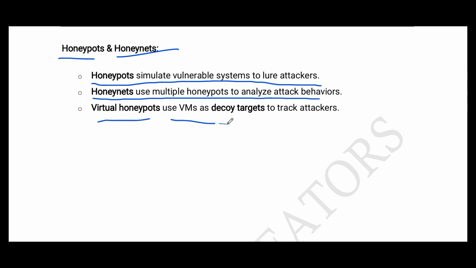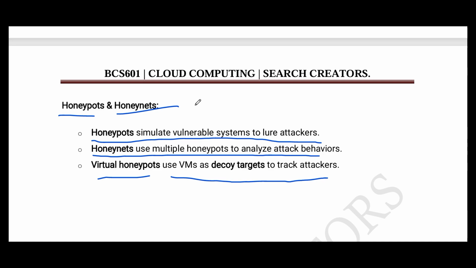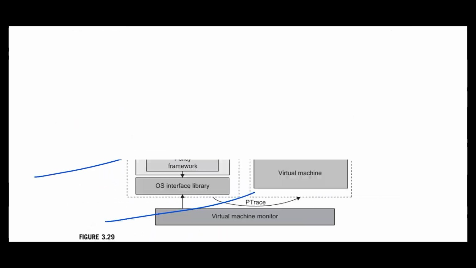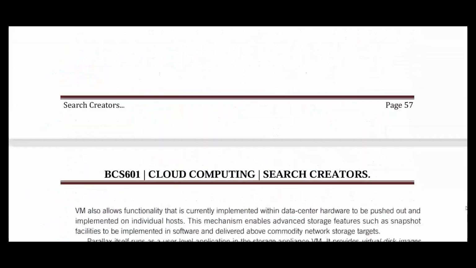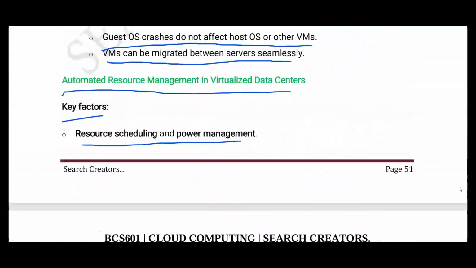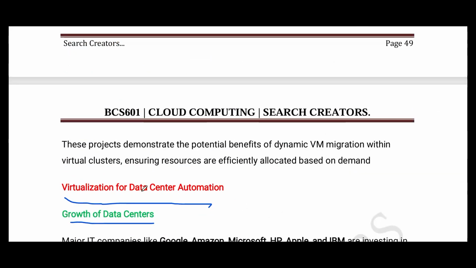Virtual honeypots use virtual machines as a decoy, like bait, for the attackers. By this, they can track the attackers. So this is all about the last topic in module 2 of cloud computing, which is virtualization for data center automation.